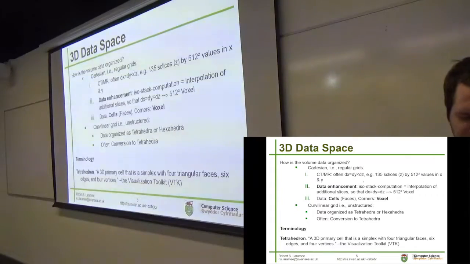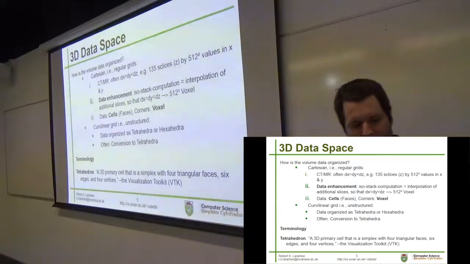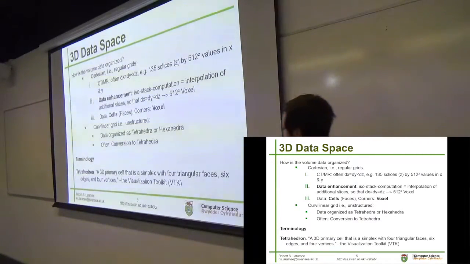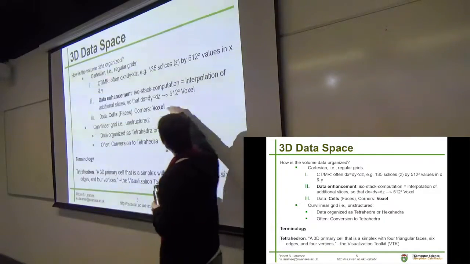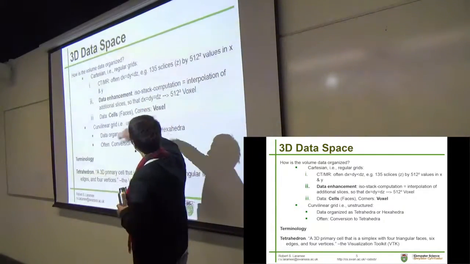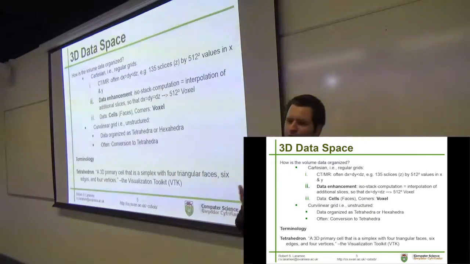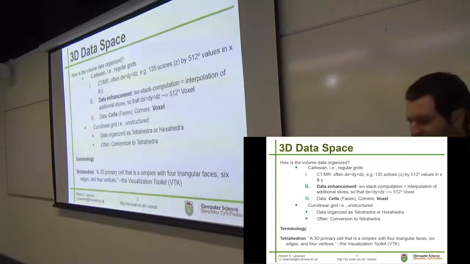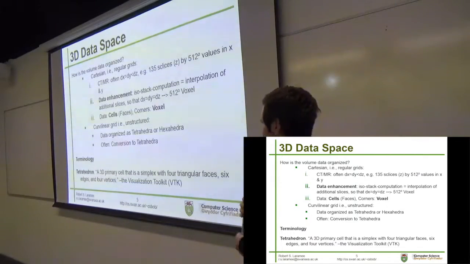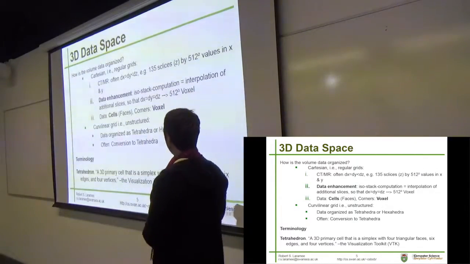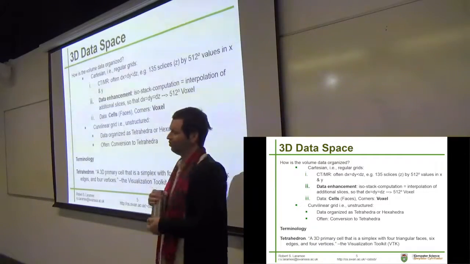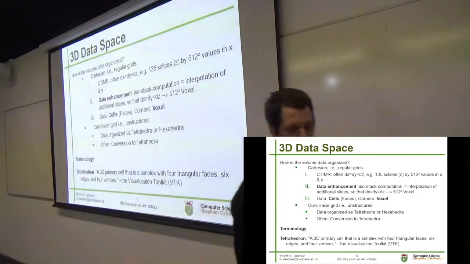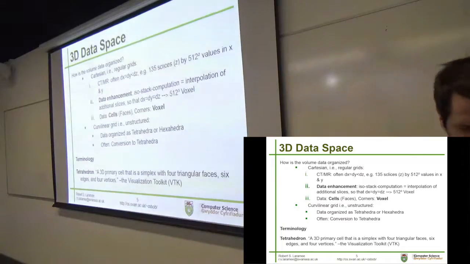Sometimes it's not exactly the same on the z-axis, but the goal would be nice to have it that way. And sometimes a data enhancement step makes sure that the spacing between samples is uniform in all three directions. Data can be considered as a cell, looking at the faces of a cube or the corners of a voxel, and we have a special slide on that coming up very soon.